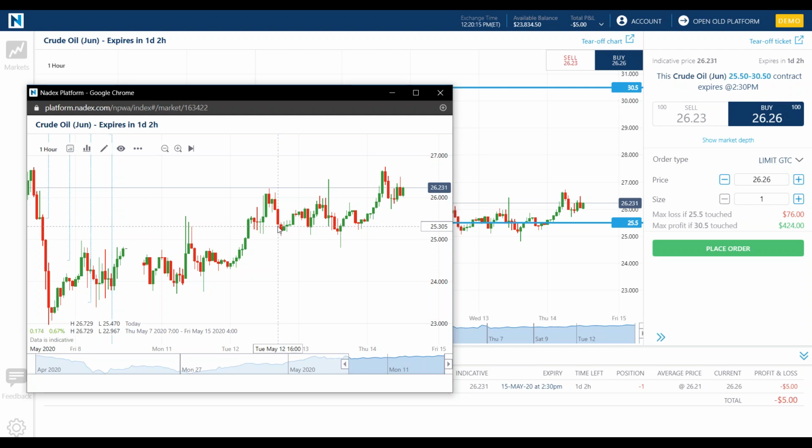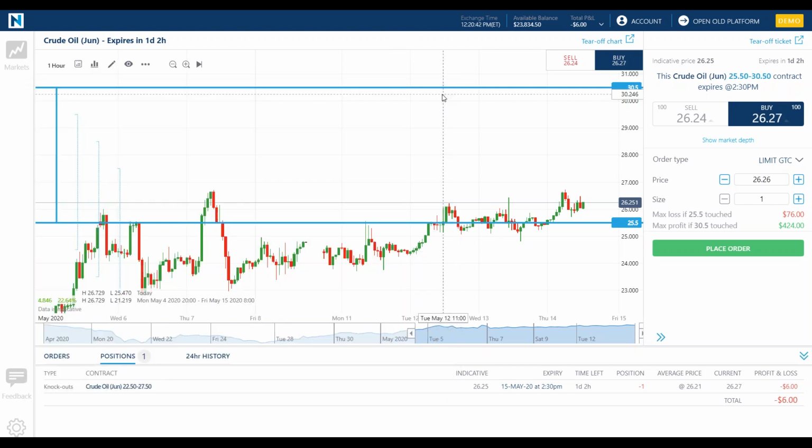I can have my chart of oil up. I can have my chart of the Nasdaq up. I can have my chart of gold up. I can have some commodity pair charts open. Oil tends to move with the Canadian dollar because the Canadian economy revolves a lot around oil, so people do look for relationships like that. I can have multiple charts open at once. We do have tear-off charts.